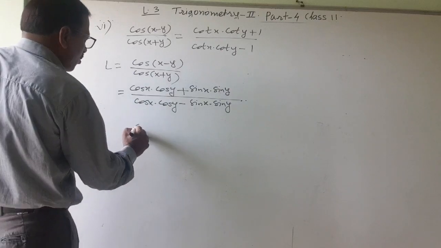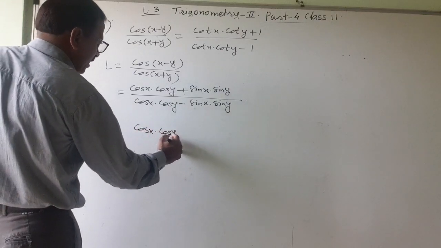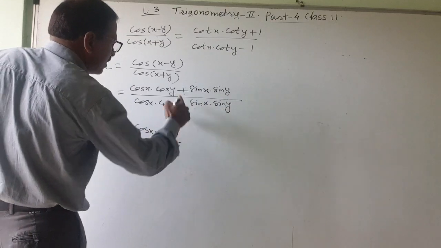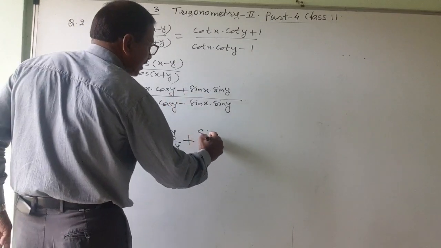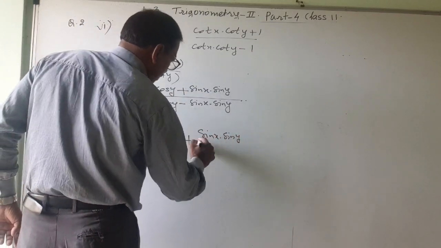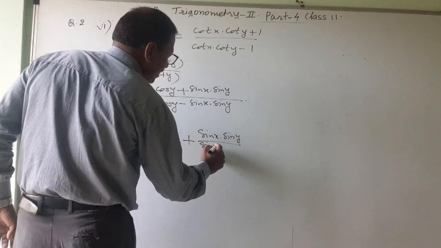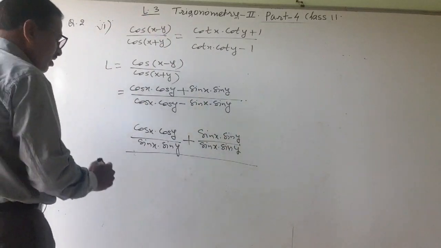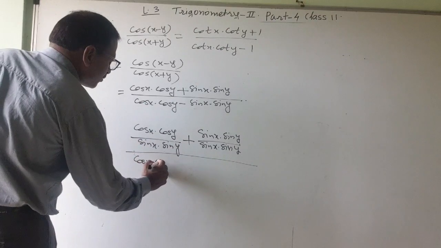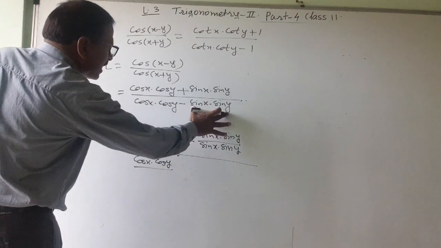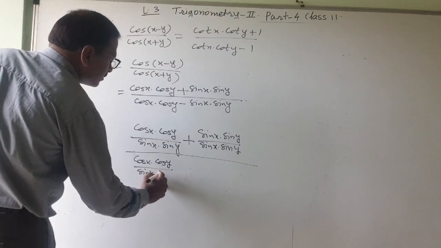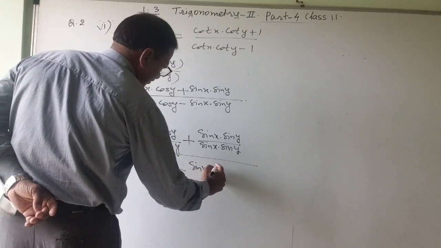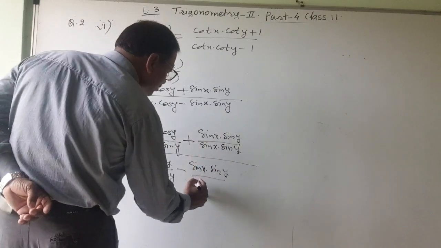That I will write: cos of x into cos of y upon, by this I am dividing, sin x into sin y, plus sin x into sin y upon sin x into sin y. The numerator is divided. Now the denominator: cos x into cos y upon sin x into sin y, minus sin x into sin y divided by sin x into sin y.